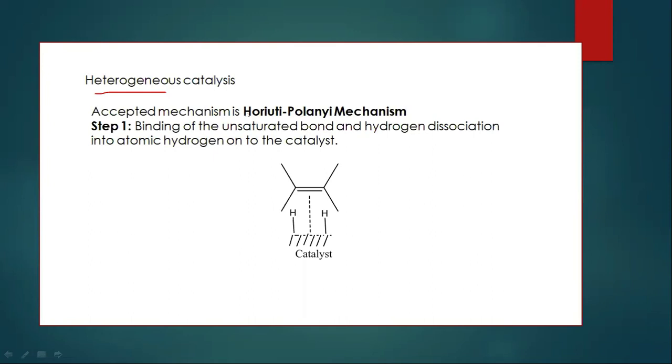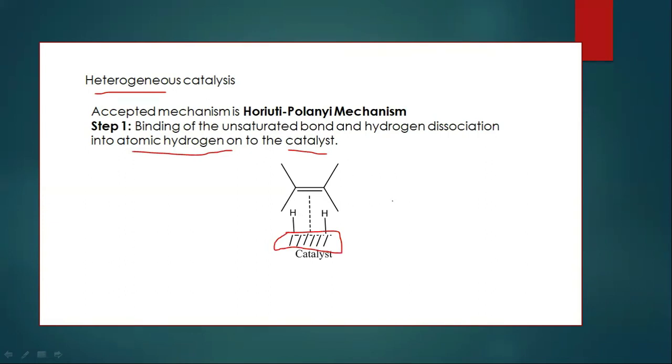As per this mechanism, there is a step one. In step one of the reaction, there is the binding of the unsaturated bond and hydrogen dissociation into atomic hydrogen onto the catalyst surface. Let us assume this is a catalyst surface. The step one involves the hydrogen dissociation because you need to use an H2 molecule.